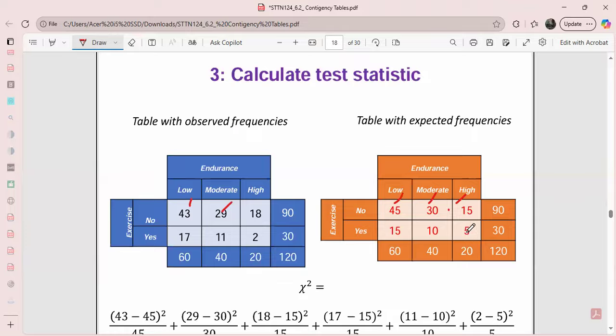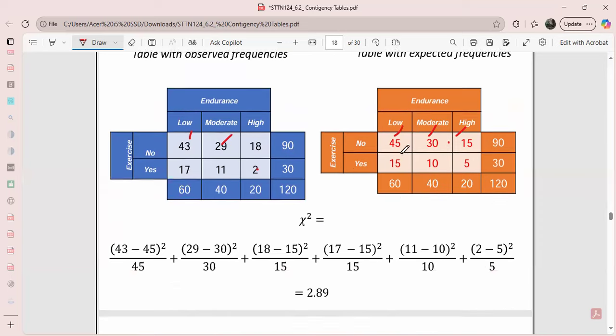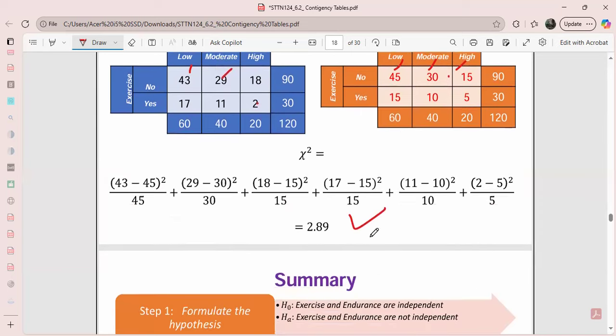You do the same thing with the 1 year 5. What are you going to say? 2. Obviously, 2 corresponds with the 1 5. 2 minus 5, close the bracket, to the power 2, divided by 5. That's how you calculate the test statistic. Once you get the test statistic here, then you're done.